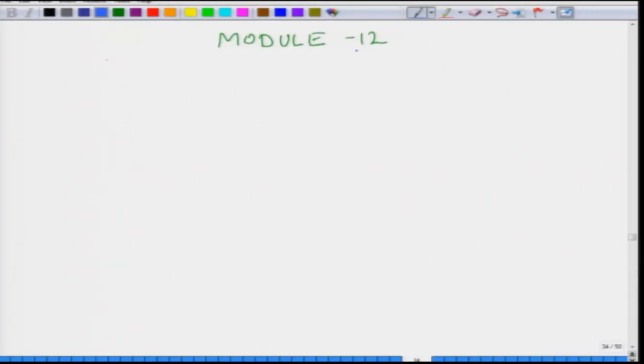This is module number 12, where we are going to complete our discussion of transmission lines. We are working in the time domain description of the transmission lines, meaning that we want to know what is the voltage that would appear at the load or at the input terminals of the transmission line as a function of time, and we have used lattice diagrams in order to tackle the case where the load is purely resistive, even the source is purely resistive.